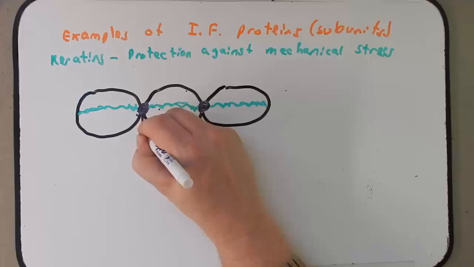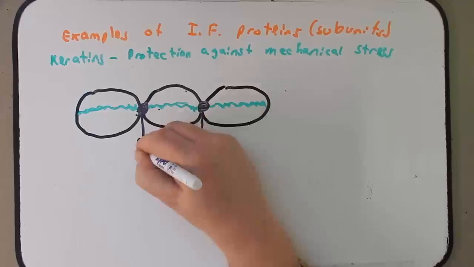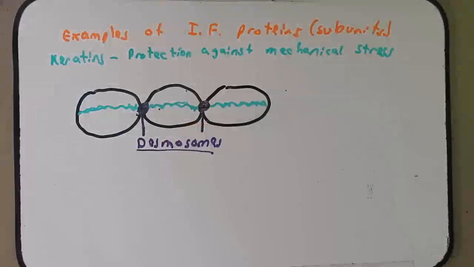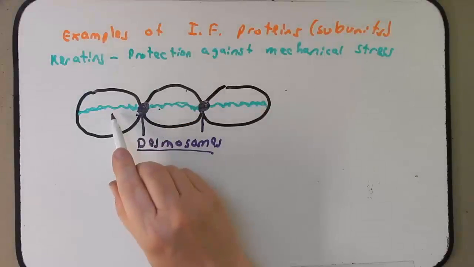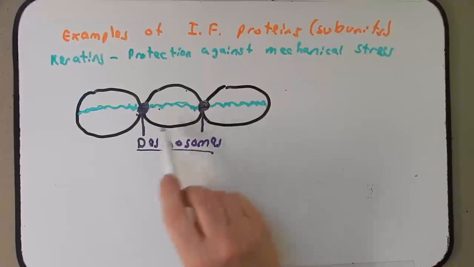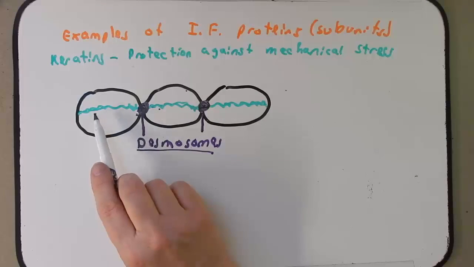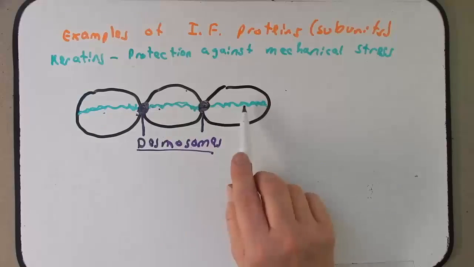I won't ask this on a test, but just in case you're curious, these are called desmosomes. But desmosomes are the proteins that hold these cells together and help in the coordination of the keratins from one cell to the next cell.